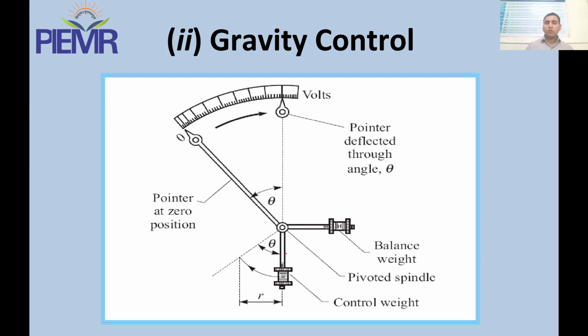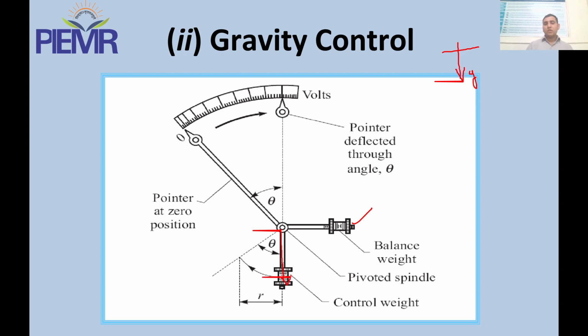Okay, the second control is called gravity control. It is one of the basic examples. As we know, gravity pulls each and every object toward the earth. So in this instrument, we assume a pointer having two weights: first a balance weight, and second a control weight.